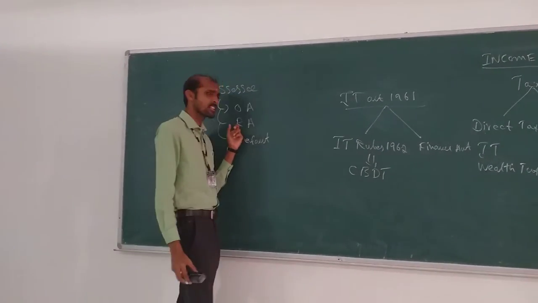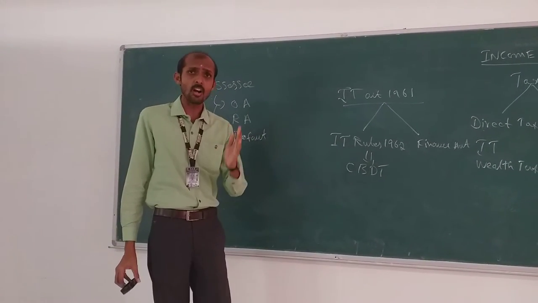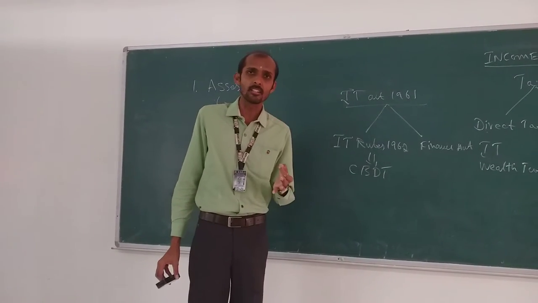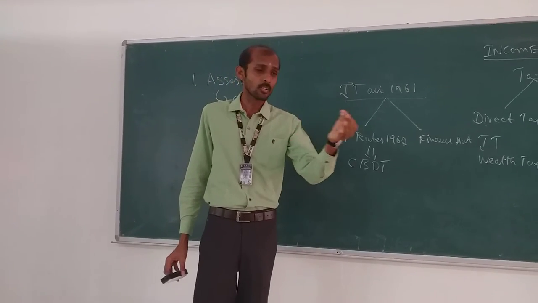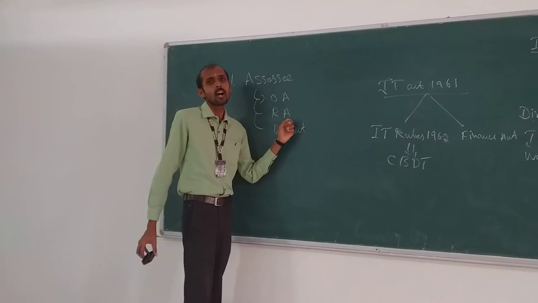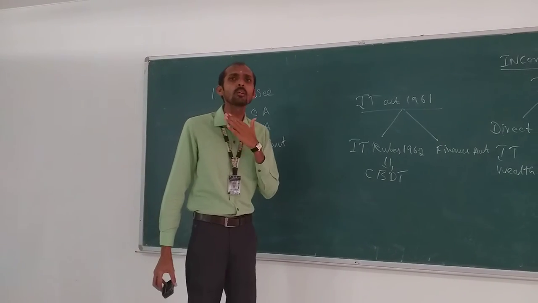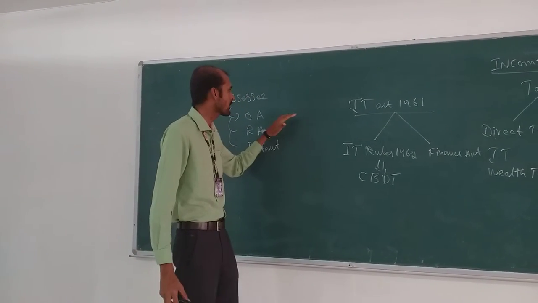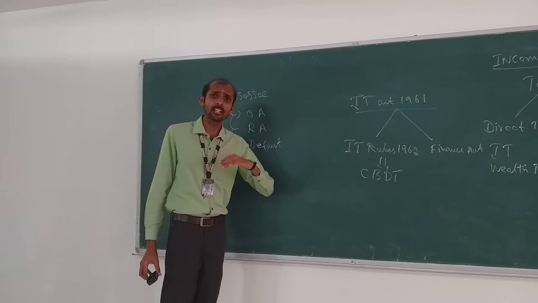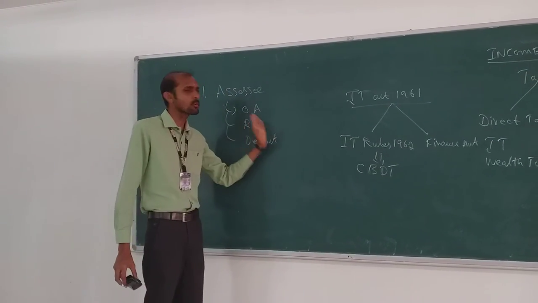Then who is called a representative assessee? The representative assessees are the persons paying tax on others' income also. Example, guardians of minors, guardians of relatives. So they are representing other persons. They are called representative assessees. See, ordinary assessee means I am paying tax on my own income only. Representative assessee means the persons who are paying tax on others' income also.